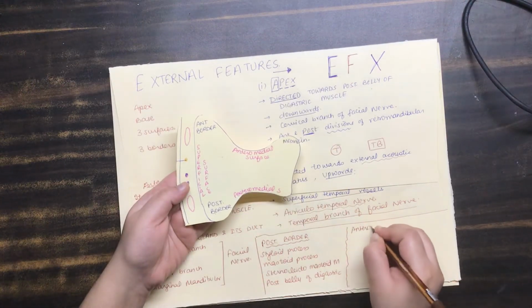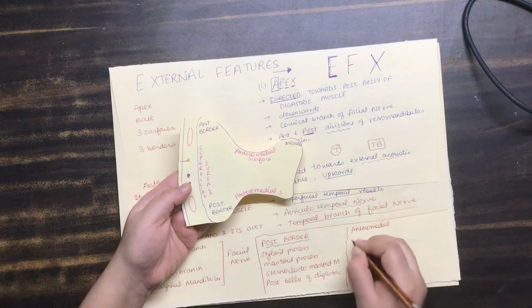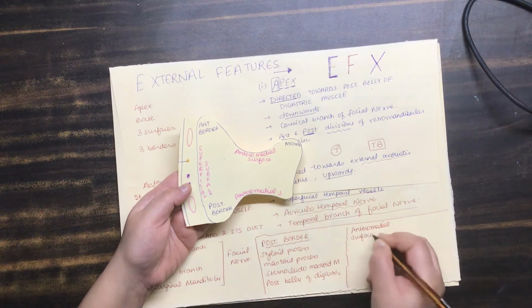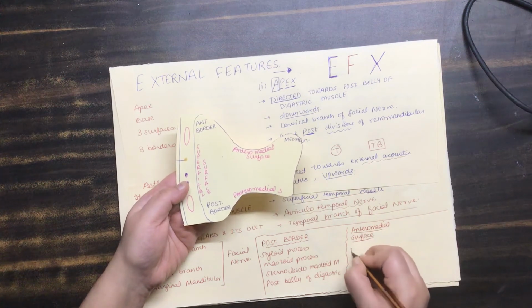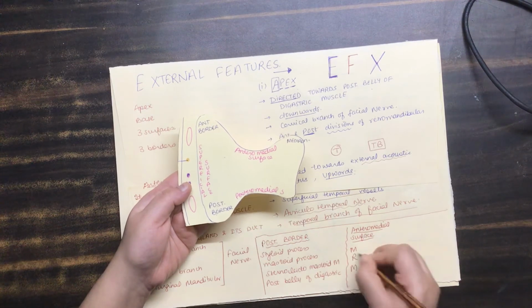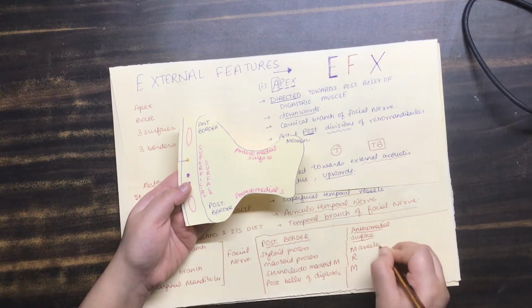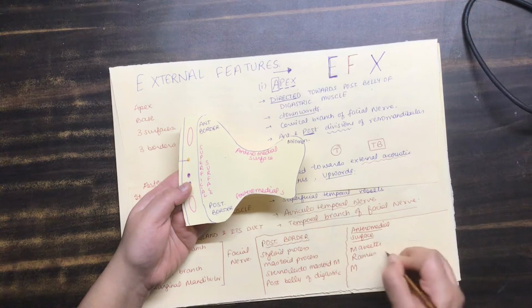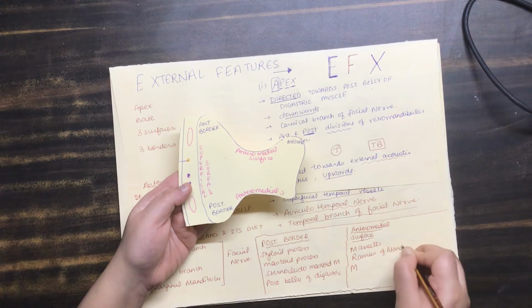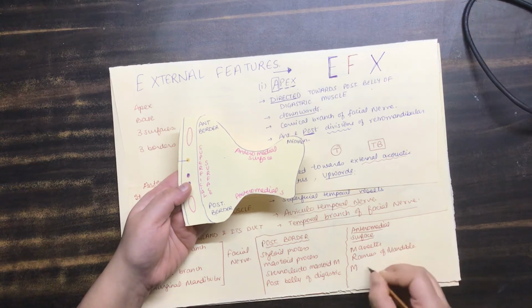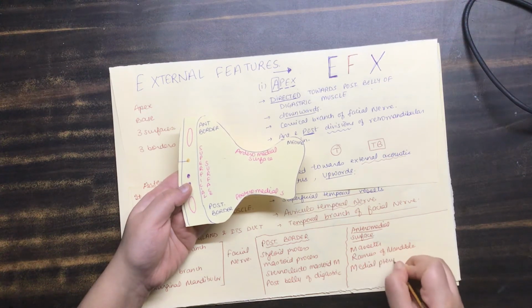Now, anteromedial surface. The mnemonic for the anteromedial surface is simply Mr. M. So what is this? This is masseter. Then this is the ramus of mandible. And this is your medial pterygoid, the medial pterygoid muscle.